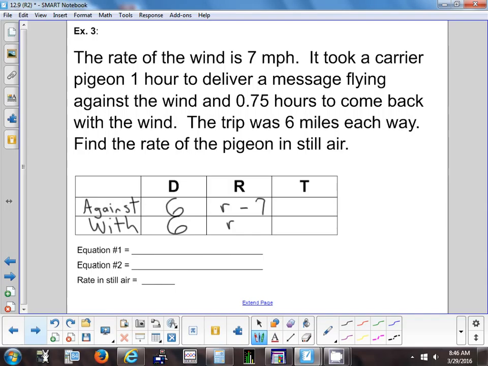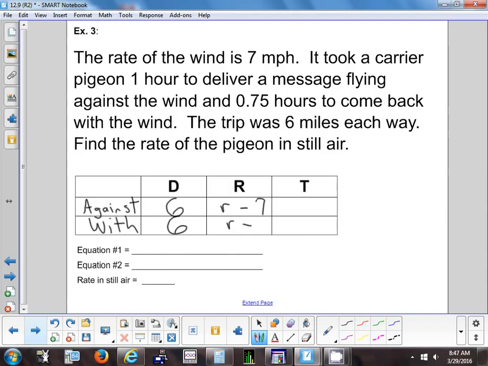So it could be against the wind, or we might say the word upstream. If you're going upstream, people that canoe, anything like that, you have to paddle harder because you're going against the current. It's going to slow you down, right? How fast you can canoe. Now, how about with the wind? What's that going to do? Plus 7. Yeah, it's going to be plus 7.